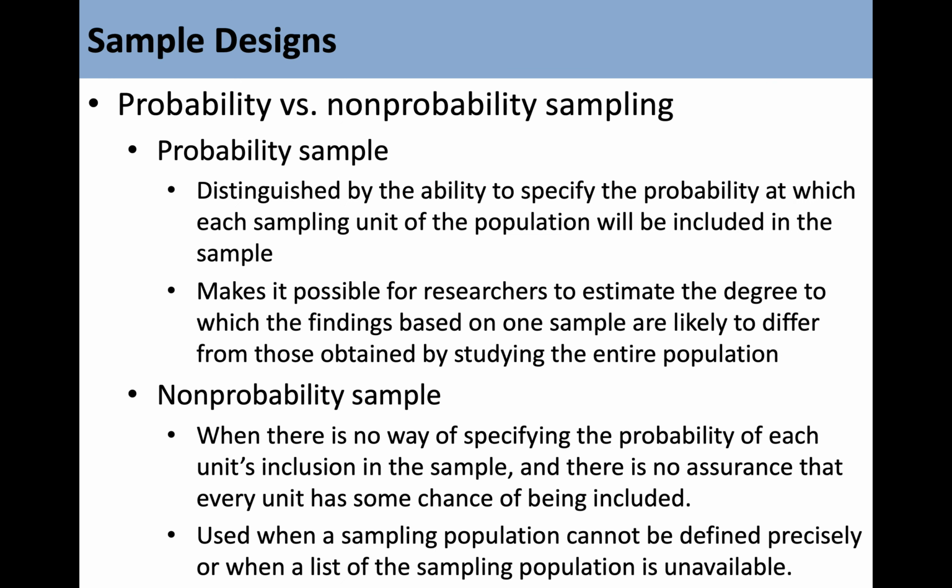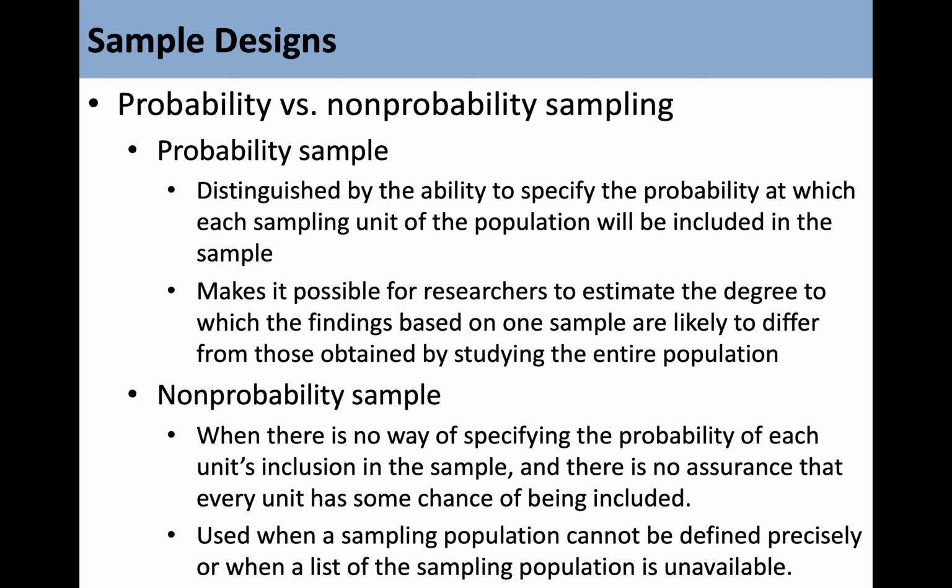Probability versus non-probability sampling. A probability sample is distinguished by the ability to specify the probability at which each sample unit of the population will be included in the sample. A probability sample makes it possible for researchers to estimate the degree to which the findings based on one sample are likely to differ from those obtained by studying the entire population.